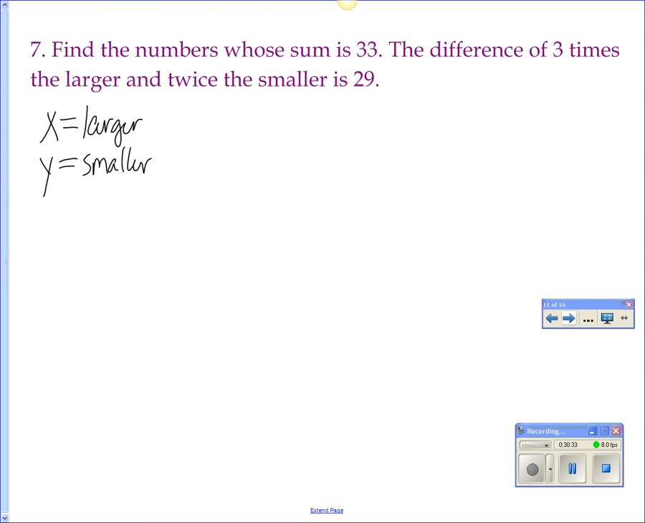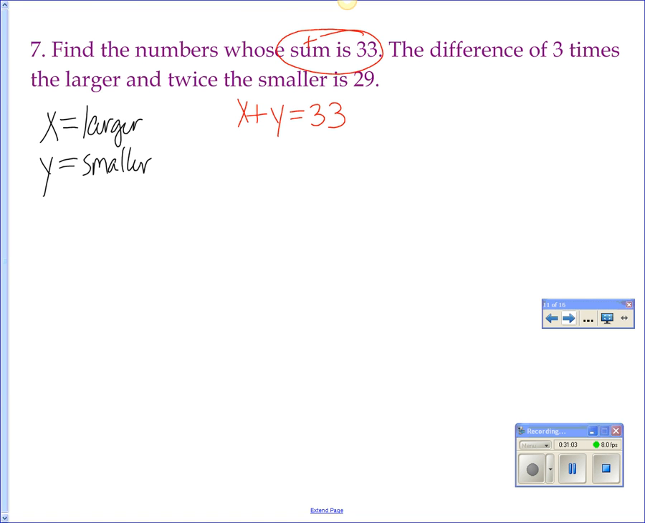So at first, it just says their sum is 33. I'm summing these two things. So sum means to add, and I'm adding X and Y. That's it. X plus Y equals 33. That's your first equation. X plus Y equals 33. That's how you write the sum, X plus Y.